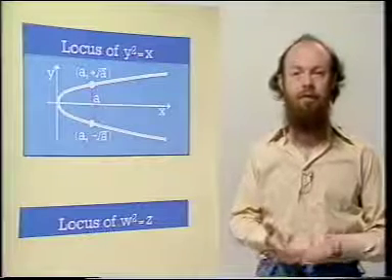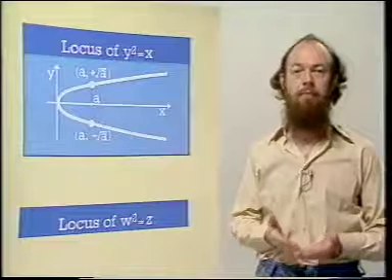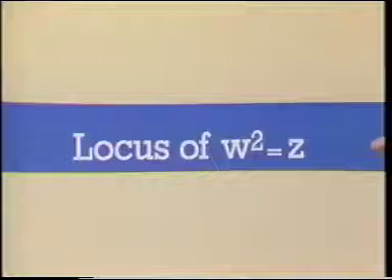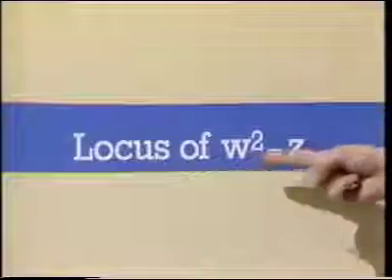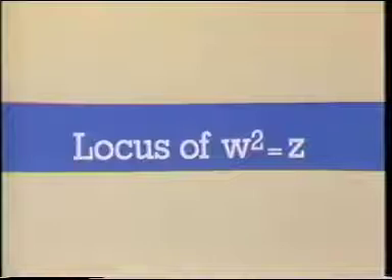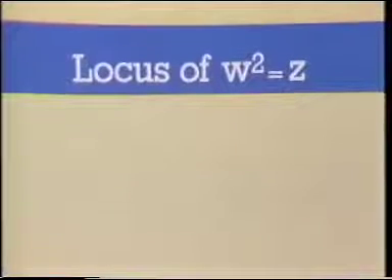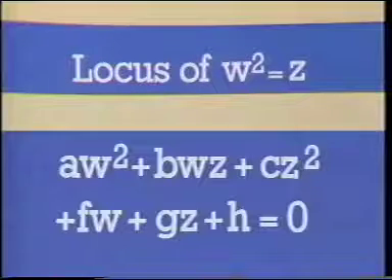Well, that's for real variables x and y. But what's the locus look like when we take complex variables w and z? Or in general, what does the locus look like of an arbitrary complex quadratic equation, or conic?